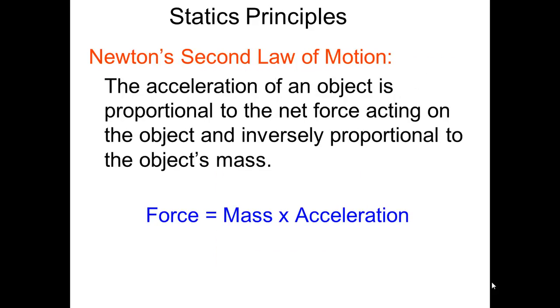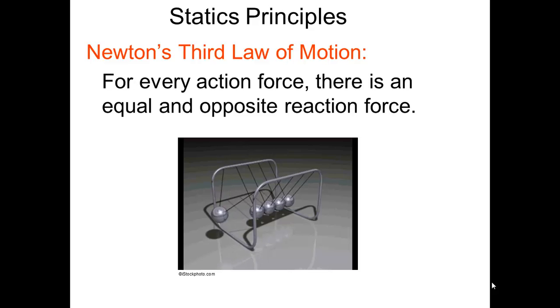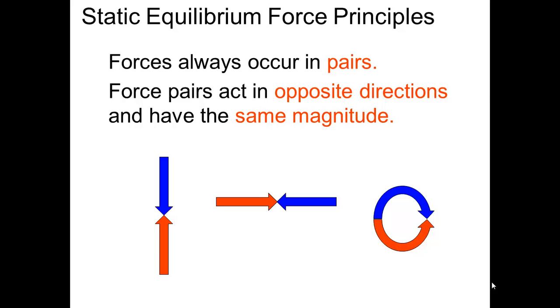Newton's second law of motion, as a review, says that the acceleration of an object is proportional to the net force acting on the object and inversely proportional to the object's mass. It's summarized by the equation force equals mass times acceleration. Newton's third law of motion tells us that for every action force, there is an equal and opposite reaction force. That means that forces are always going to occur in pairs, and force pairs act in opposite directions, but they're always going to have the same magnitude.